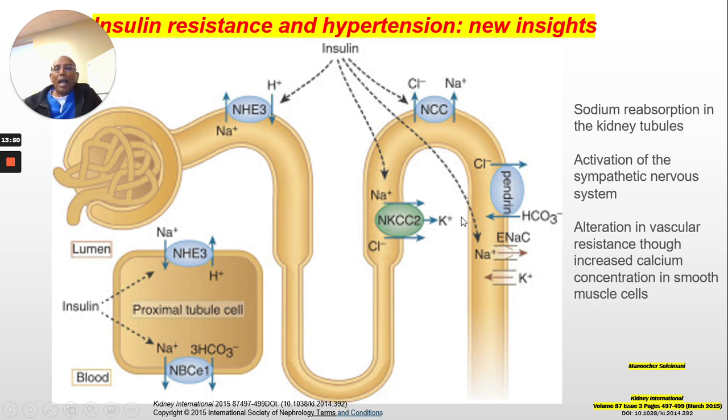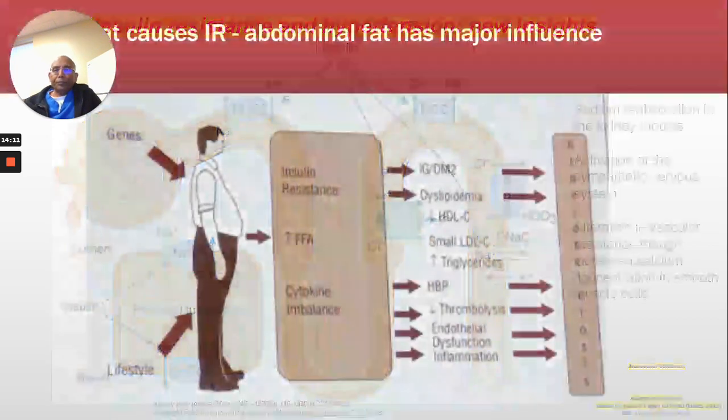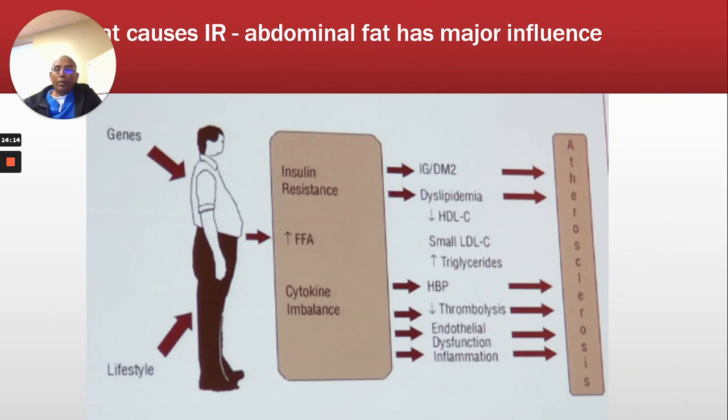Also, hypertension in insulin resistance can happen because of sympathetic nervous system activity, and also increased calcium concentration in the smooth muscle cells that causes hypertension. So insulin resistance and hyperinsulinemia are significantly associated, and we need to pay attention to this. Now, the major problem with insulin resistance is abdominal fat. The subcutaneous fat is not the problem. It is the abdominal fat that is a problem with hyperinsulinemia and insulin resistance.